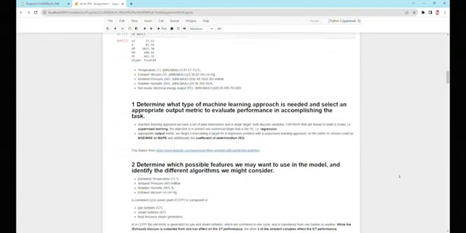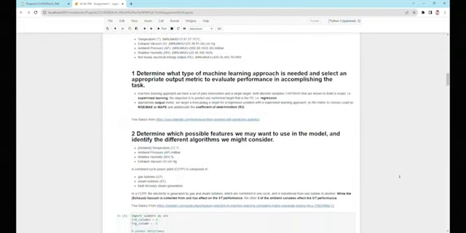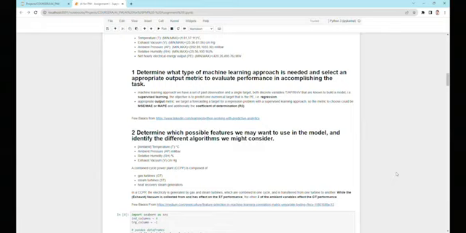For this problem, I chose as output metrics the mean absolute error and the mean absolute percentage error, which are easily interpretable, but also the coefficient of determination, or R squared, that is used to communicate how much my model explained the variability of the single target.